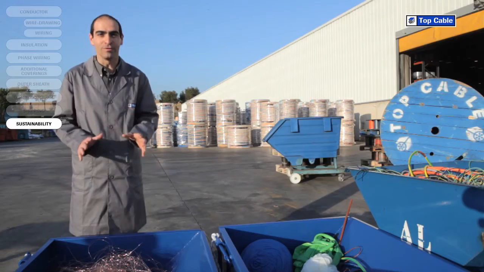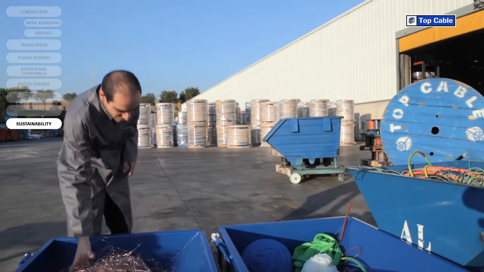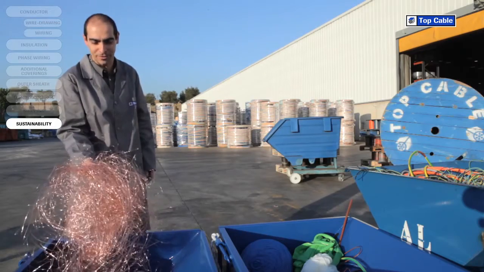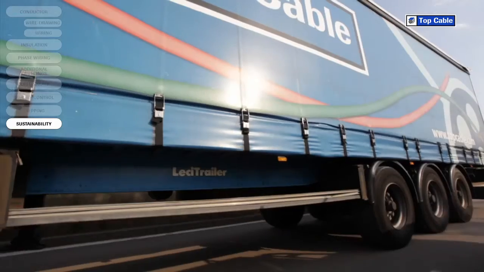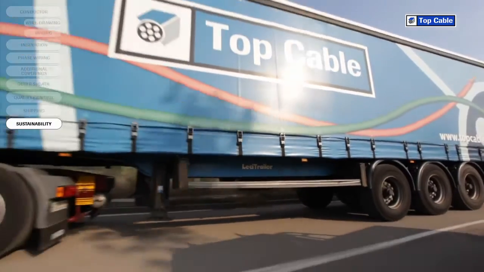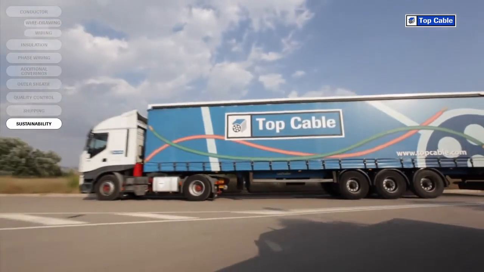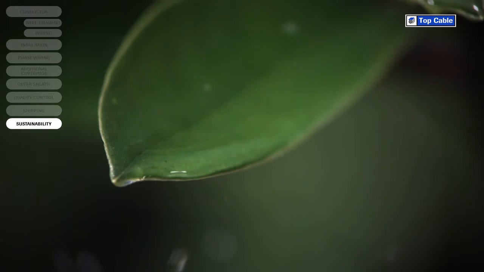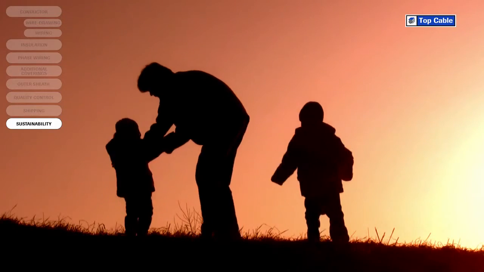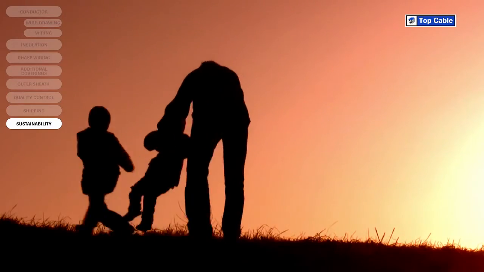We have created recycling systems at all Top Cable's manufacturing centers for the waste produced during the manufacture of electrical cables. All waste, both from scrap cable and waste produced during the manufacturing process, is delivered to specialized companies to be correctly disposed of. This is how we guarantee that the environmental impact of our industrial activity is kept to a minimum.